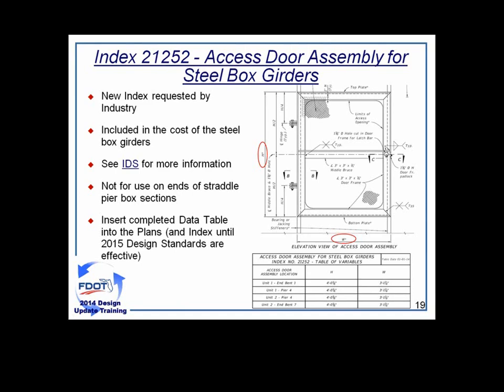You want to insert the completed data table into the plans, and of course until the 2015 design standards are effective, you'll want to include the index drawing as well. Note that there is that data table that needs to be filled out. The only items that really go in there are the location of the access door and the height and the width. By the height and the width, the contractor will have all the other dimensions that are variable in the plans. And the IDS is very clear on what the H and the W terms are, so it should be adequately explained in the IDS.